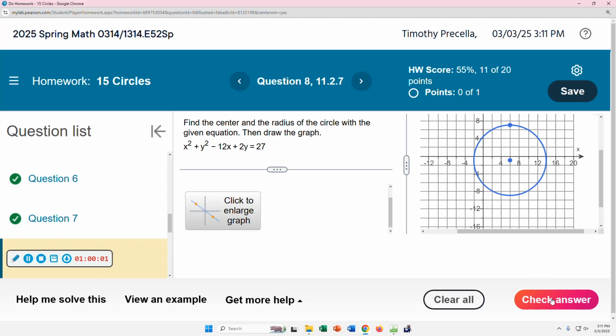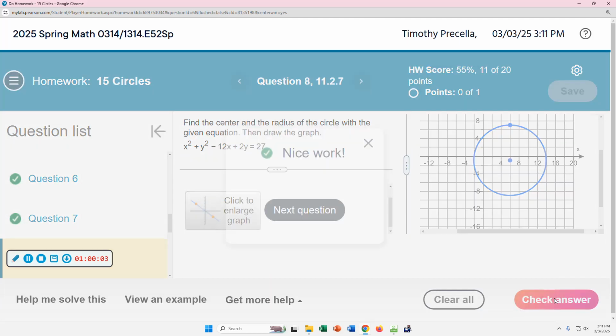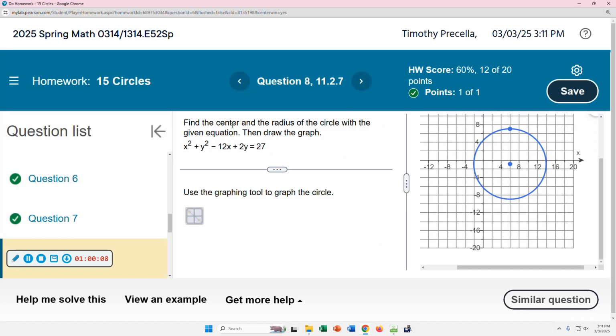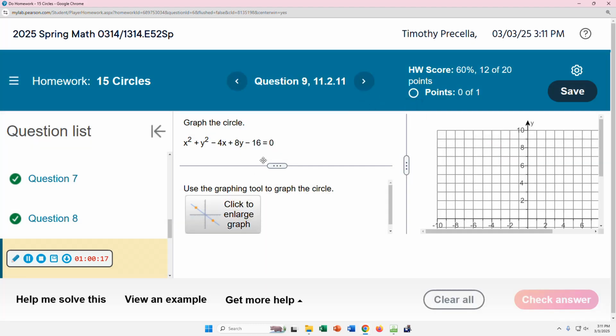I'm going to check it. Is it clear why we were doing that? In order to find the center and radius, you've got to have it written with those parentheses. Okay. Here's another one. This one we'll do faster.